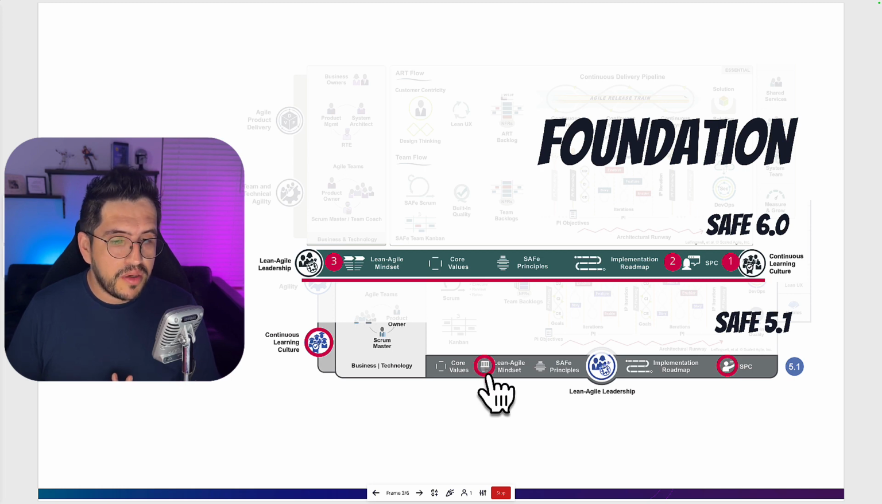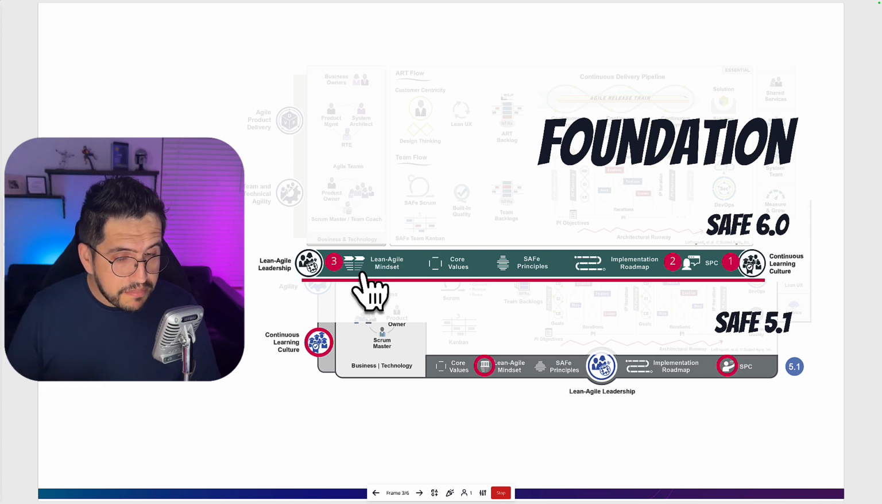Here we are saying we move away from the SAFe house of lean. Now we are going to focus on the lean thinking and principles, and that is going to be part of the foundation of the framework.